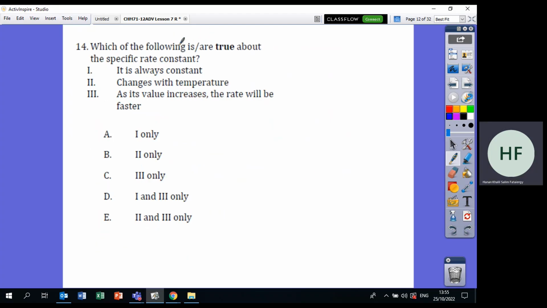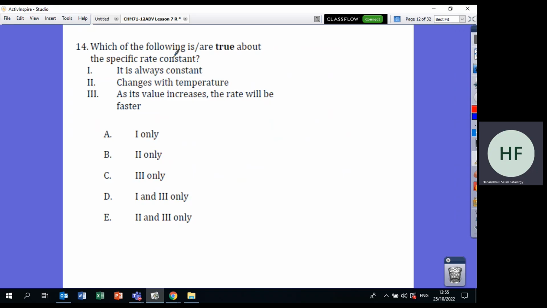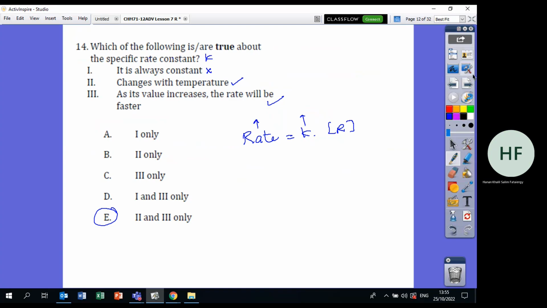Okay, which of the following is true about the specific rate constant? The rate constant, meaning K. It's always constant? Of course not, it changes if the temperature changes. It changes with temperature, yes. As its value increases, the rate will be faster. Correct, because the rate equals K times the concentration of reactants. So if this one increases, the rate will increase. We say the rate and K are directly proportional. So which is true: 2 and 3.